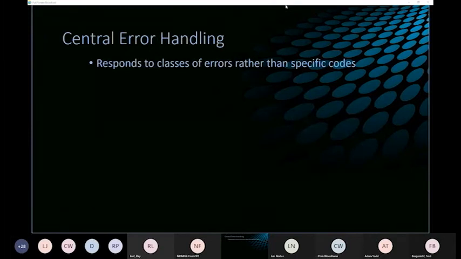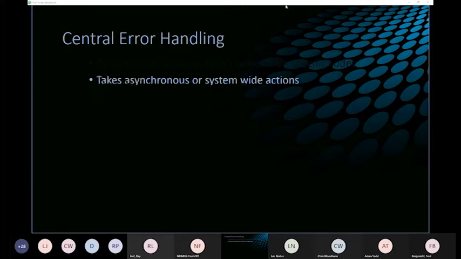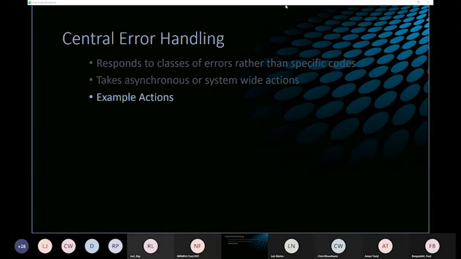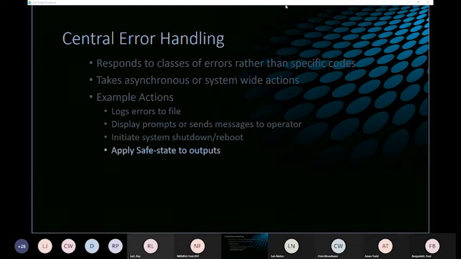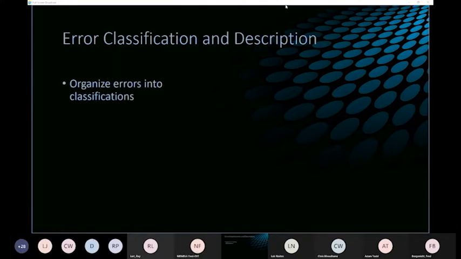Now we'll talk about central error handling. That's where you respond to classes of errors rather than specific error codes, so we can take asynchronous or system-wide actions. Central error handling does that. Some examples: maybe we log those errors to a file, or we display prompts or messages to our operator. We could also shut down or reboot our system. We could apply safe state to all our I/O channels.